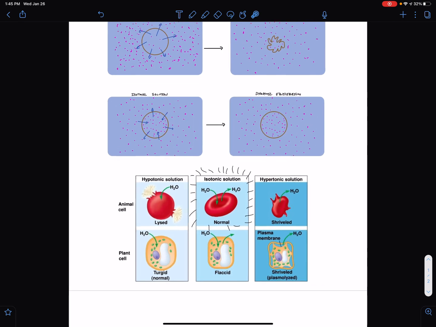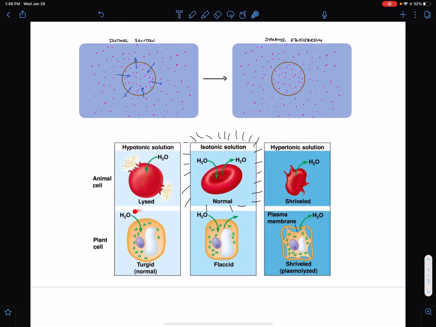Is there anything else I want to say to you guys? Oh, I guess the reason why a plant can withstand immersion in a hypotonic solution is because they have a cell wall that's preventing them from lysing in these solutions, whereas animal cells don't.